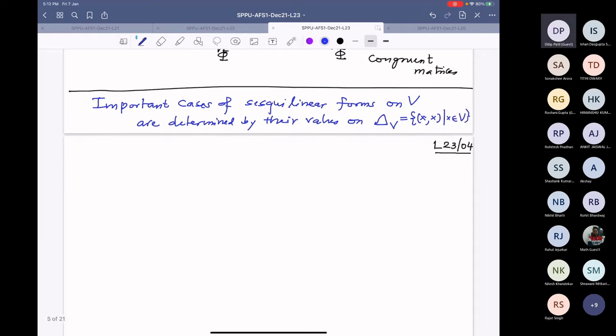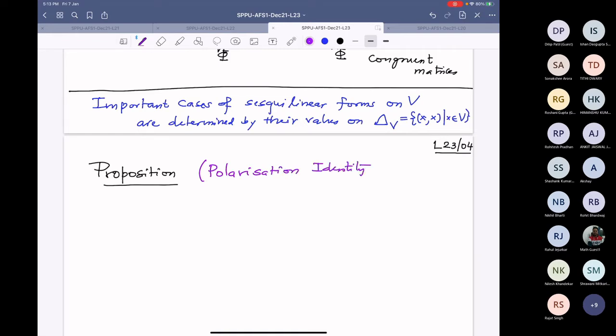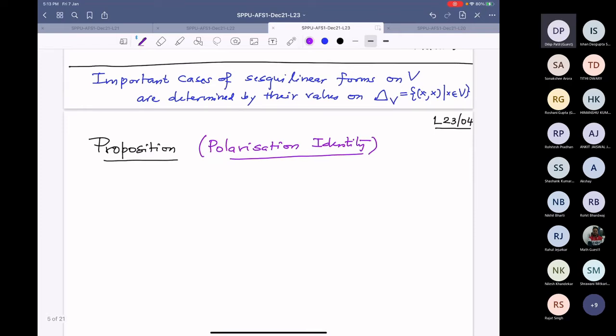So the next proposition will remind you of something you would have proved in your linear algebra course, especially when you did inner product spaces. Inner product spaces are a much more specialized example. This is also known as the polarization identity. So, what is the polarization identity?